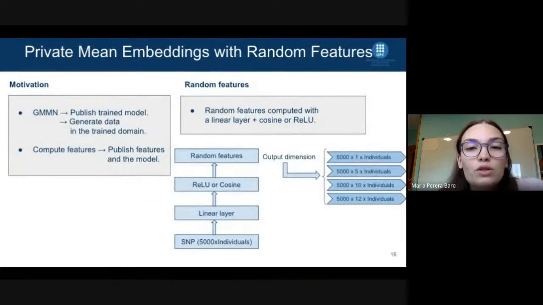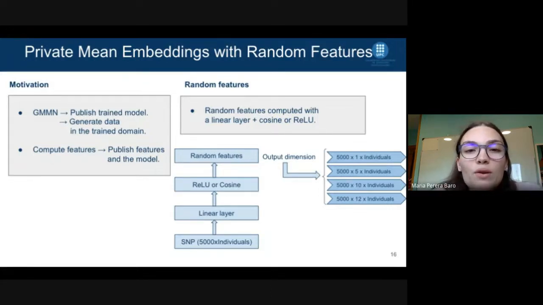And the motivation of privacy from generative moment matching network is that you can publish the trained model, so it's possible to generate data without needing the real data. But you can just generate new data in the train domain. So a solution for that is to compute specific features from the data and publish the features and the model so that it's possible to train the model. And for that purpose, I decided to use random features. That is what I am going to explain now.